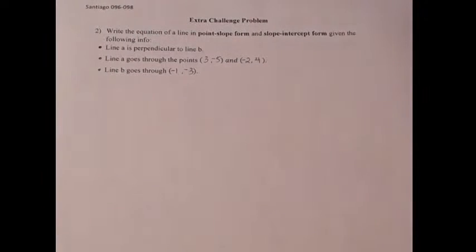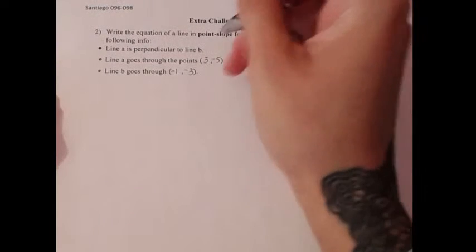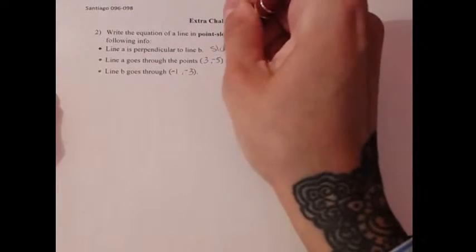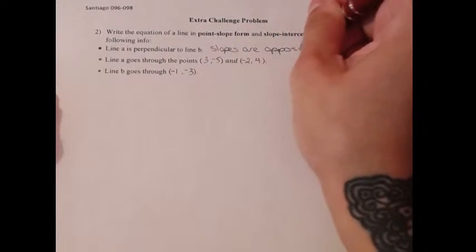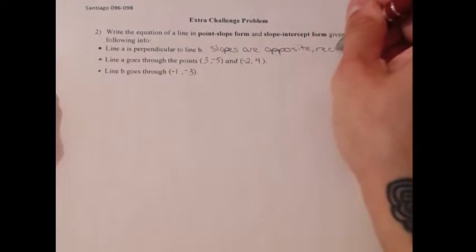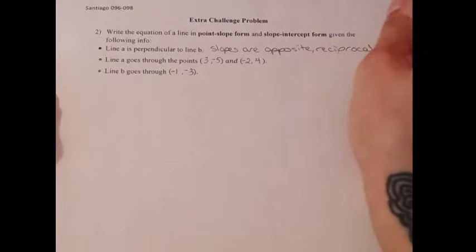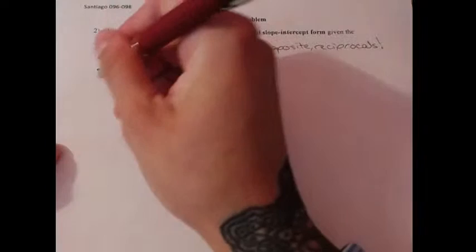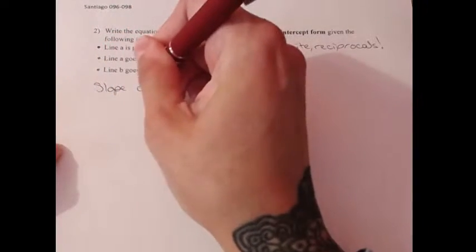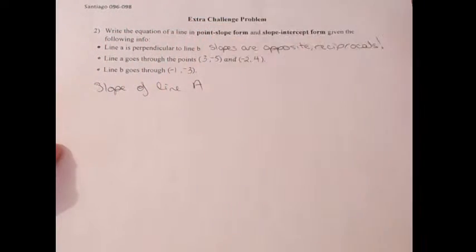Okay, let's do this. The first thing we know is that line A is perpendicular to line B. So essentially, the slopes are going to be opposite reciprocals. That's the first thing we have to know, that the slopes of line A and B are going to be opposite reciprocals of each other. That means I need to figure out what is the slope of line A. So we're going to start by identifying the slope of line A.